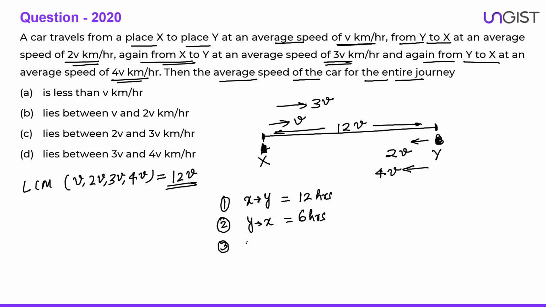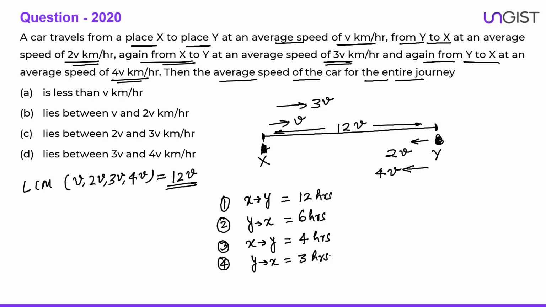After that, when again he is going from x to y, the distance is 12v and the speed is 3v. So time will be 12v divided by 3v, which is 4 hours. And after that, again from y to x, 12v distance is being covered with the speed of 4v. So time taken is 3 hours, right?